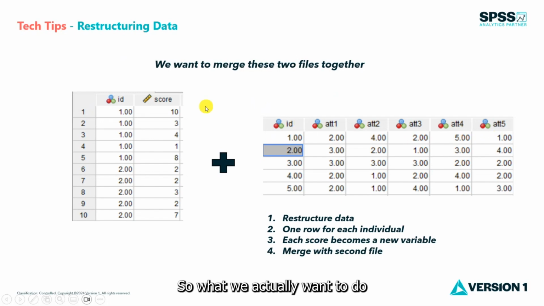So what we actually want to do is restructure the first data file. We'll create a file with 1 row for each individual. Each score will become a new variable, and then we'll merge this information with the second file. So in doing this, we want to show you how to use the Restructure Data Wizard.